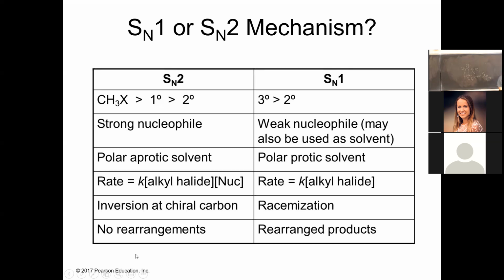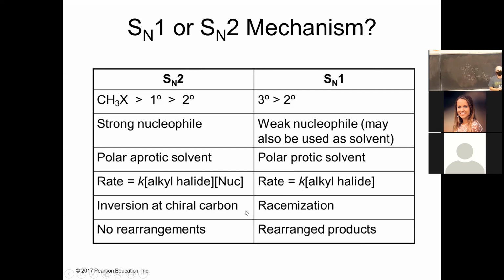SN2 is favored by a polar aprotic solvent, whereas SN1 is favored by a protic solvent. So up here, if we have a secondary substrate, we could shift it one way or the other by choice of solvent. The rate of the reaction is second order for an SN2. It's first order for an SN1.